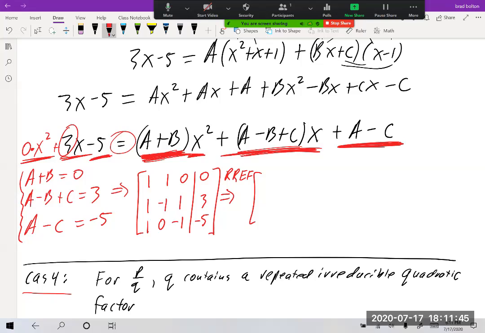Let me double check and see if I got the right ones. Yep, that's it. So when I plug this in my calculator, I get 1, 0, 0, 0, 1, 0, 0, 0, 1. And then the other side is negative 2 over 3, 2 over 3, and I think 3 over 13. Oh no, 13 over 3. Sorry about that.